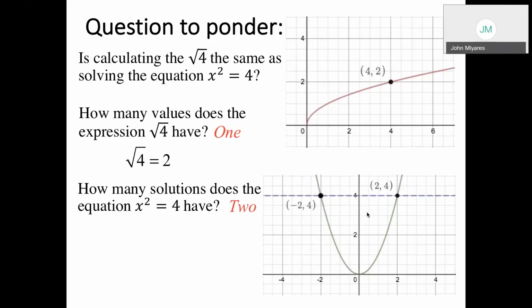More specifically, when we try solving the equation x squared equals 4 and take the square root of both sides, technically what we have in our equation is the absolute value of x equals 2, which will give you x equals positive 2 or x equals negative 2 as your final answer.